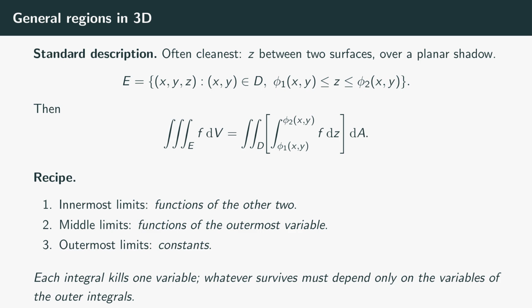Then the triple integral peels off as an inner z integral from phi1 to phi2, wrapped in a double integral over D. Recursively, the double integral over D uses type 1 or type 2 bounds from last episode. The crucial rule: innermost limits may be functions of both other variables, middle limits may be functions of the outermost variable, and outermost limits must be constants.